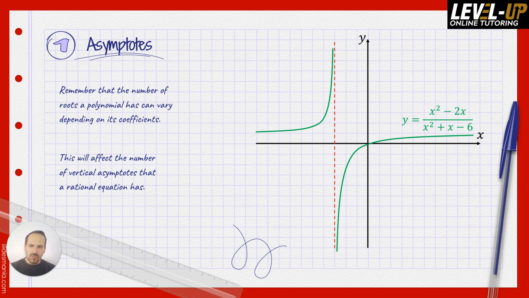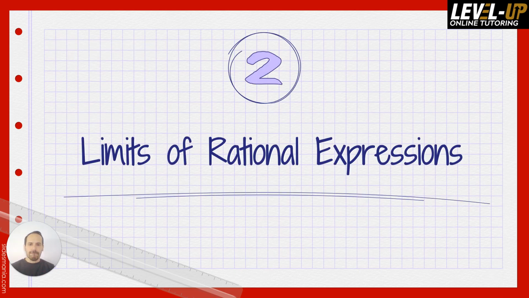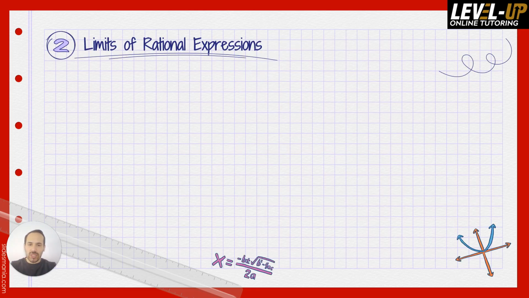But there's only one, not for the same reason as before, not because that denominator only has one root. It still has two distinct roots, but it has what's known as a removable discontinuity, which is what we're going to look at now. So in the second section, we're going to look a lot more into these limits of rational expressions and how we would calculate them just mathematically, not necessarily graphically.